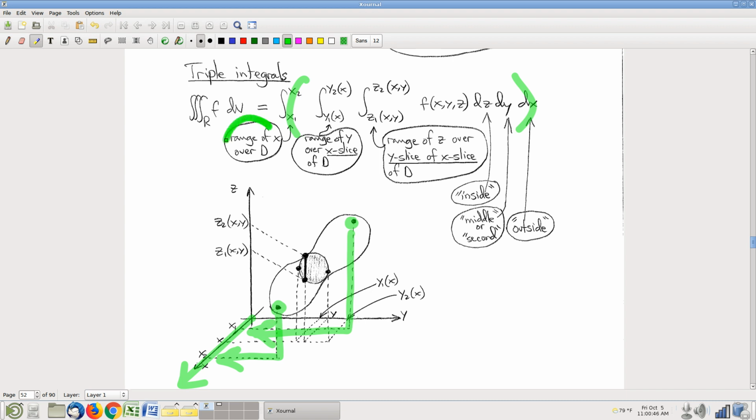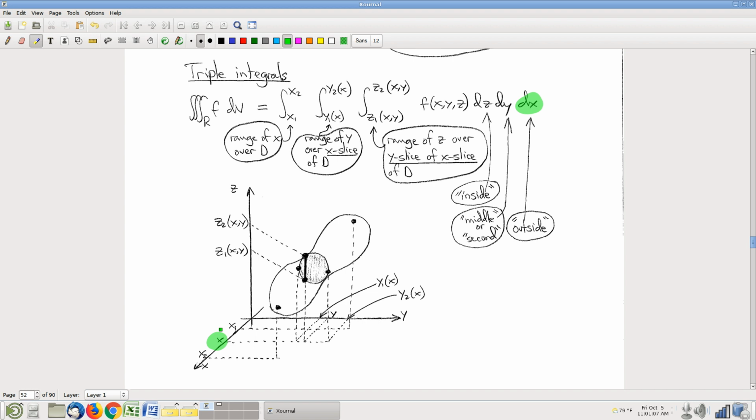Looking over the entire domain, in other words, what's the range of values of x? Okay, so that's exactly as expected. Now we fix a value of x. So that x is no longer going to move. Well, it's going to move between x1 and x2, but we're going to fix a value of x for the moment to see what happens to the more inside integrals.